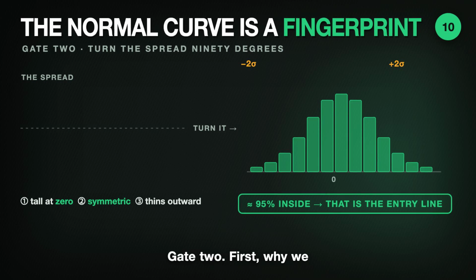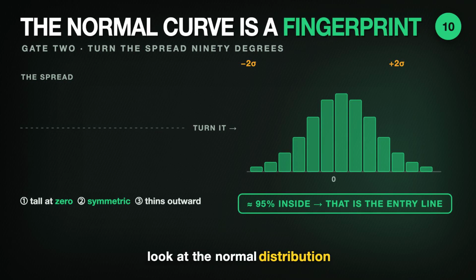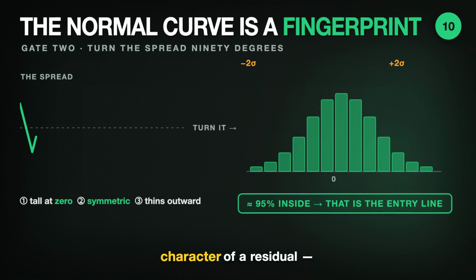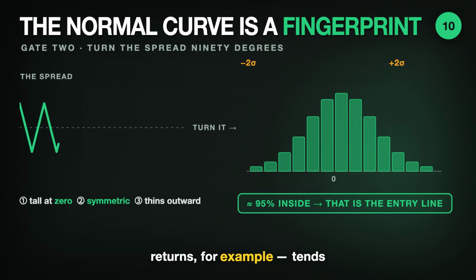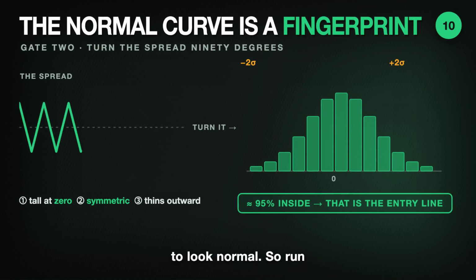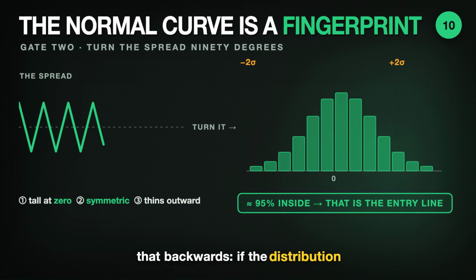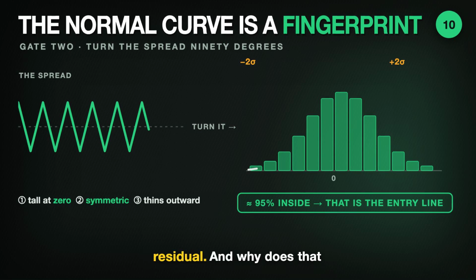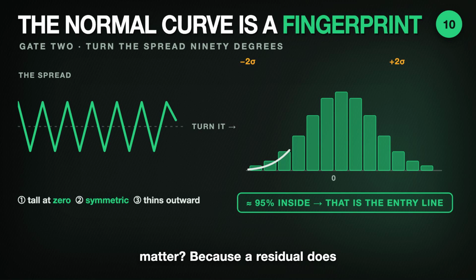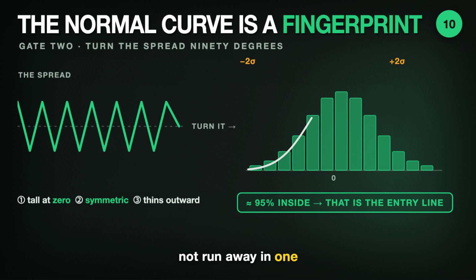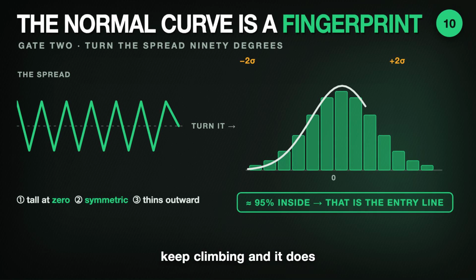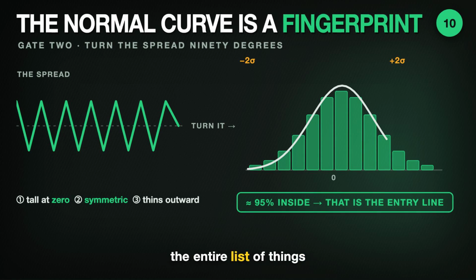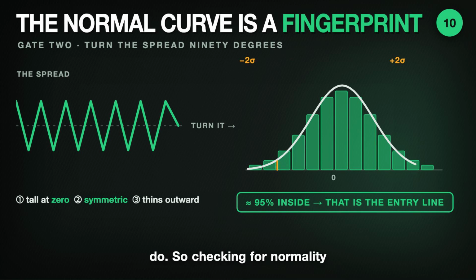Gate 2. First, why we look at the normal distribution at all. Data with the character of a residual, returns for example, tends to look normal. So run that backwards. If the distribution of your spread is close to normal, that spread probably has the character of a residual. And why does that matter? Because a residual does not run away in one direction. It comes back to its mean. It does not keep climbing, and it does not keep falling, which is the entire list of things we ask a pair to do. So checking for normality is an indirect test of suitability.